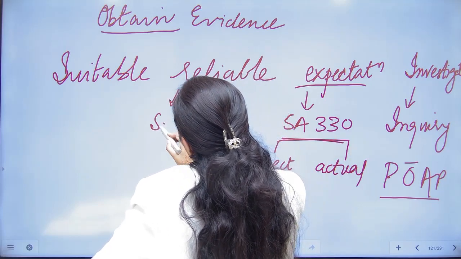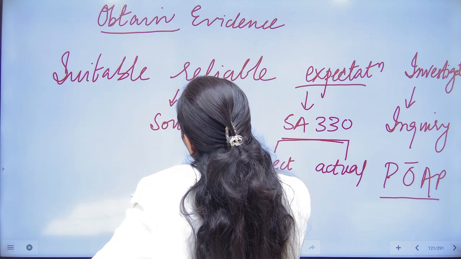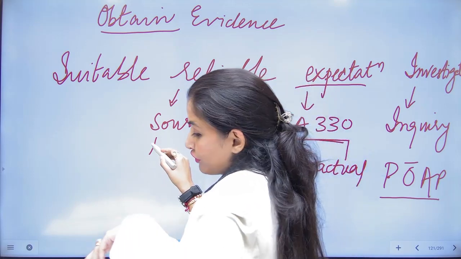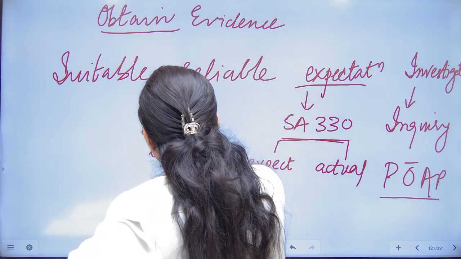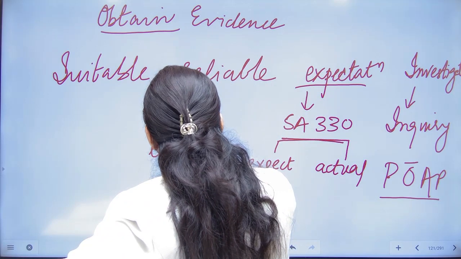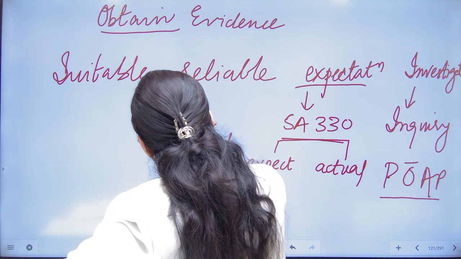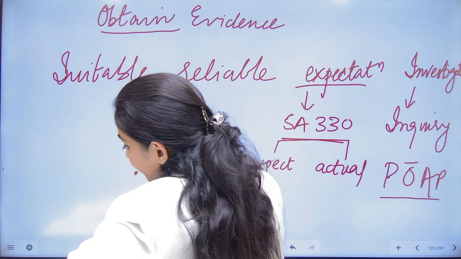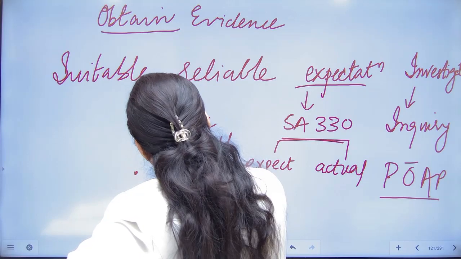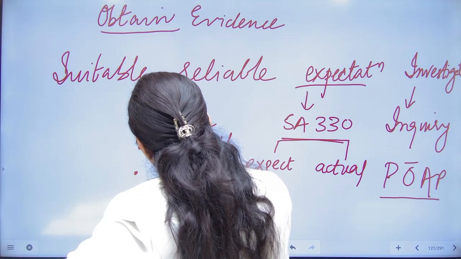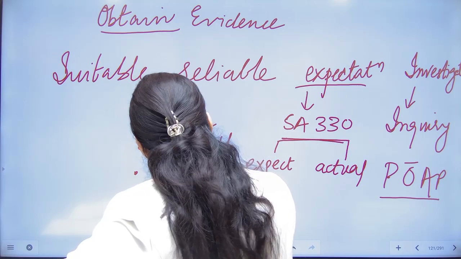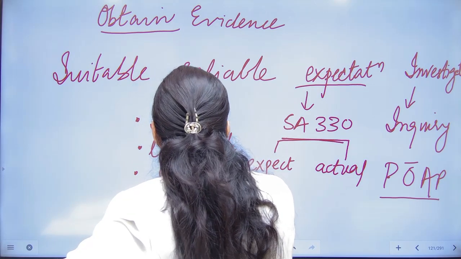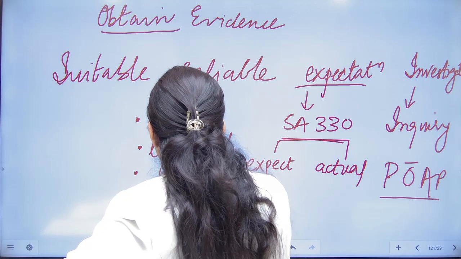Here you will see the source of information. Then after looking at the source of information, you will see if this information is comparable. If this information is coming from an independent source, good. If it is comparable, good. Then you will see the relevance of information, whatever information you have, and then you will see the internal control system.